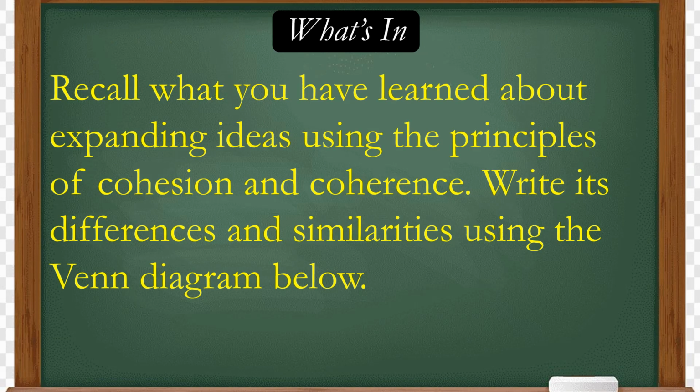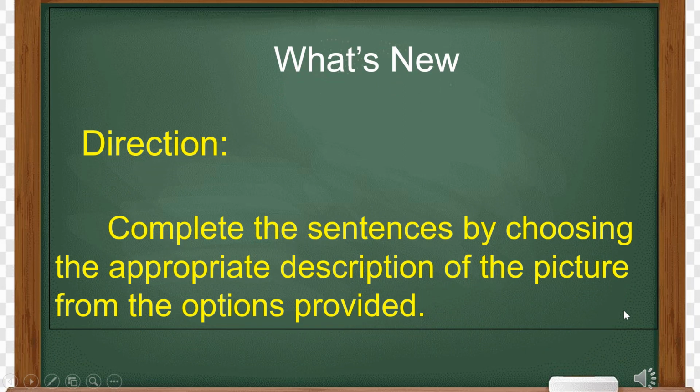Recall what you have learned about expanding ideas using the principles of cohesion and coherence. Write its differences and similarities using the Venn diagram below. Direction: complete the sentences by choosing the appropriate description of the pictures from the options provided.